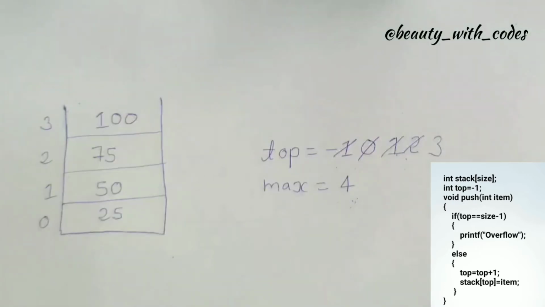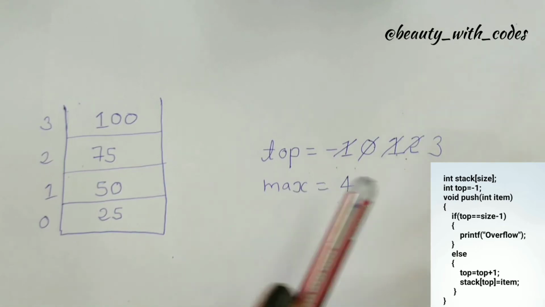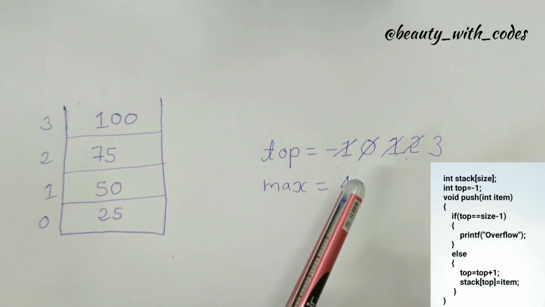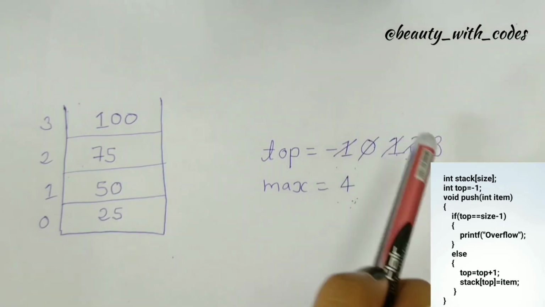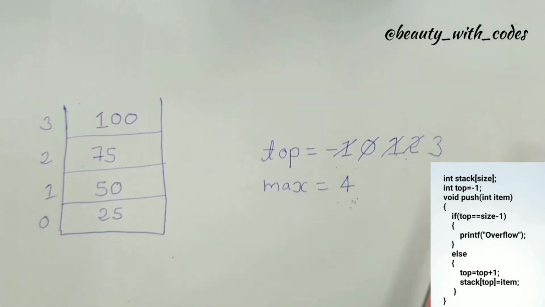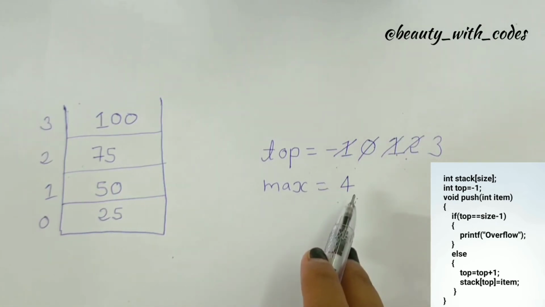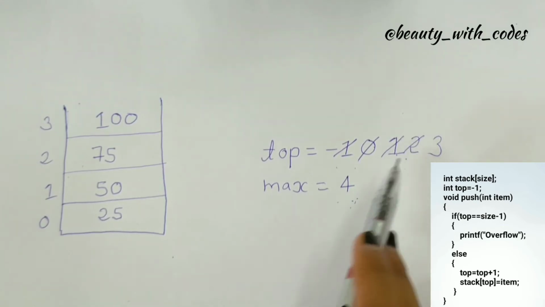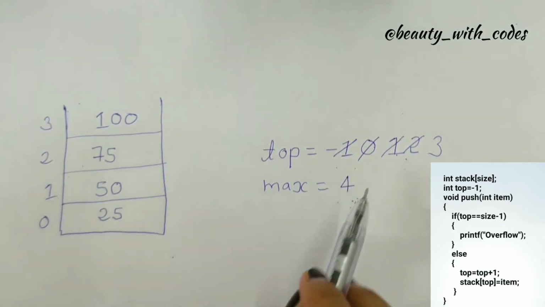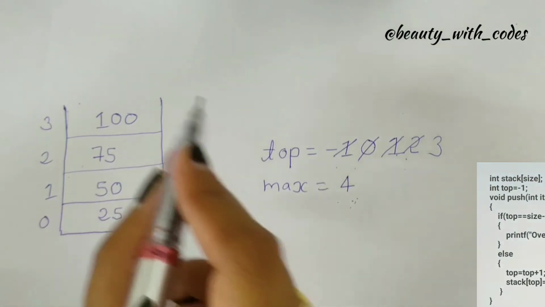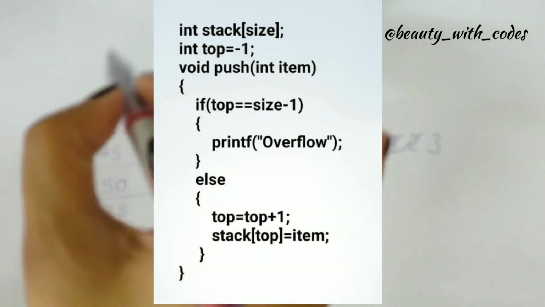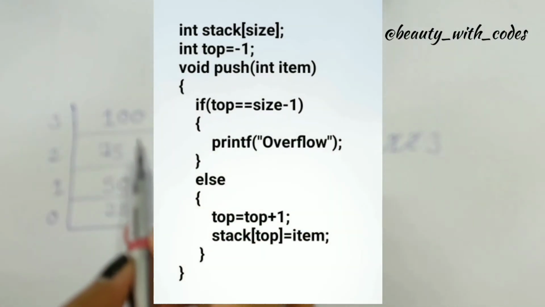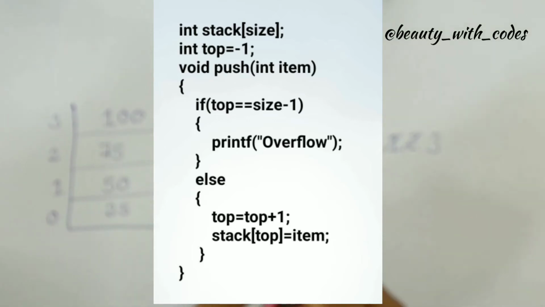Okay, now we want 125 to be inserted in our stack. So check if top is equal to max minus 1 or not. So yes, top is equal to max minus 1 because top is 3 and max is 4. So max minus 1 is also 3. So top is equal to max minus 1. It means you cannot insert any element. So when you try to insert 125 in your stack, it means this is the situation of overflow.